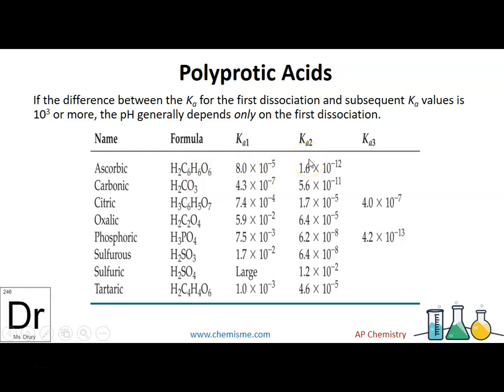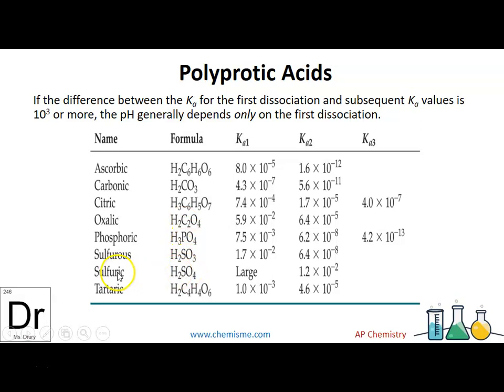and you can see that they gave you multiple Ks. They give you a K for each H that comes off. For ascorbic acid, the first H comes off pretty weakly at 8 times 10 to the minus 5, and then the second one comes off even weaker at 1.6 times 10 to the minus 12. Almost doesn't come off at all, but you're seeing how weak that is. And as you go through, you can see there are as many Ks as there are H's.